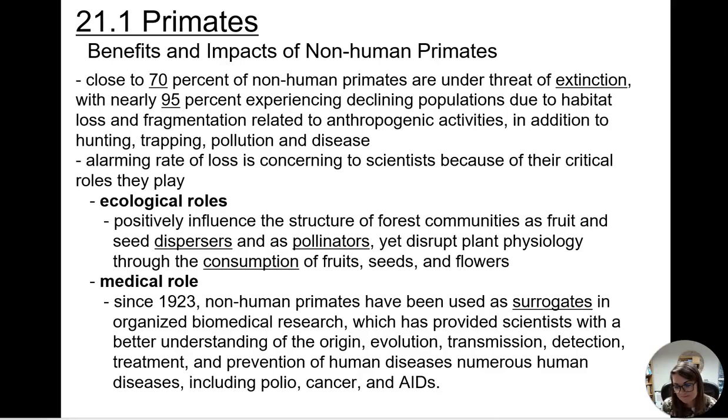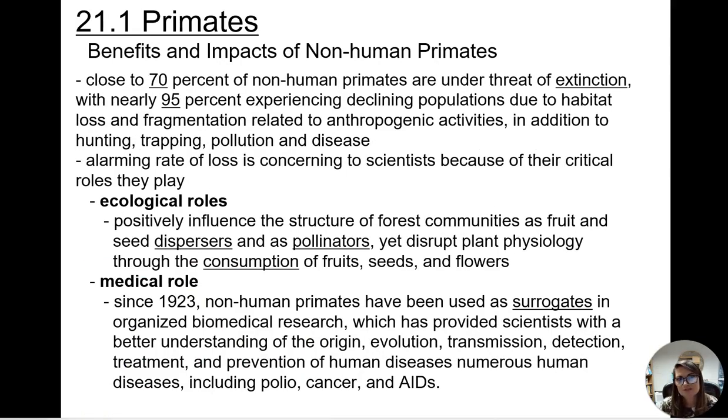Their medical role: since 1923, non-human primates have been used as surrogates in organized biomedical research. This has provided scientists with a better understanding of the origin, evolution, transmission, detection, treatment, and prevention of human disease and numerous diseases, including polio, cancer, and AIDS.